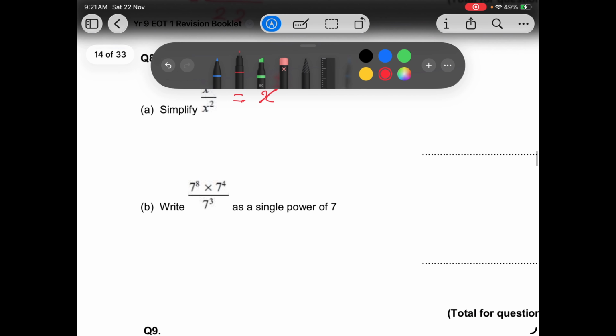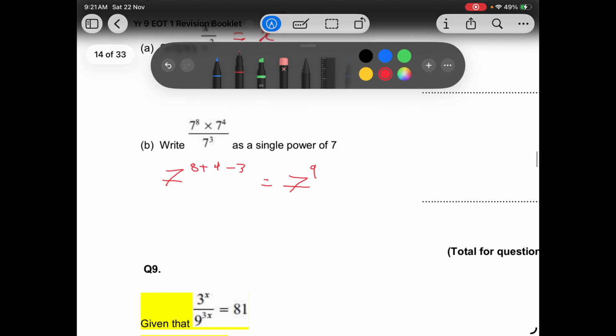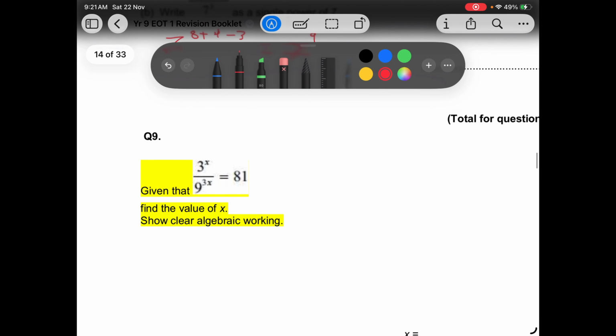So as a single power of 7. Here you can write this in one single step, so it will be 7 to the power of 8 plus 4 minus 3, and that is 7 to the power of 9. So this is one single power of 7.